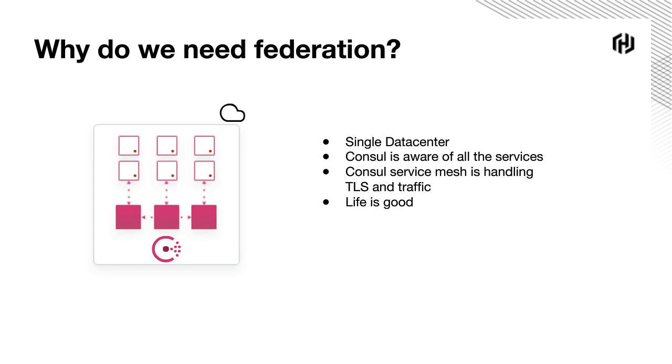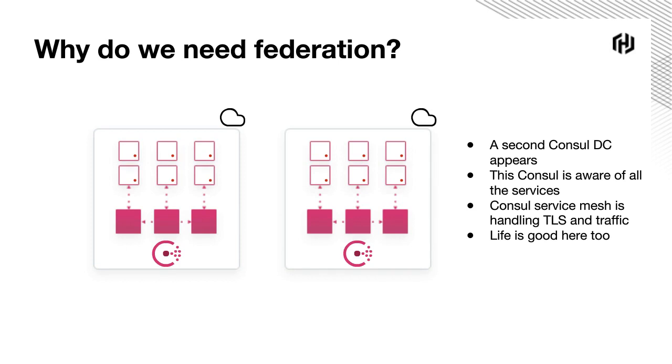Then a second data center appears. Let's assume that I have another cloud running somewhere, with another Consul instance. Maybe it's aware of all those services. It's handling all their traffic and all the TLS. Life is also good here. But the challenge is that these are two very independently operating environments. They're not necessarily aware of each other, even though they may have some overlapping services that are working together. And so I need to figure out how to get these to work together in a way that is helpful for me.